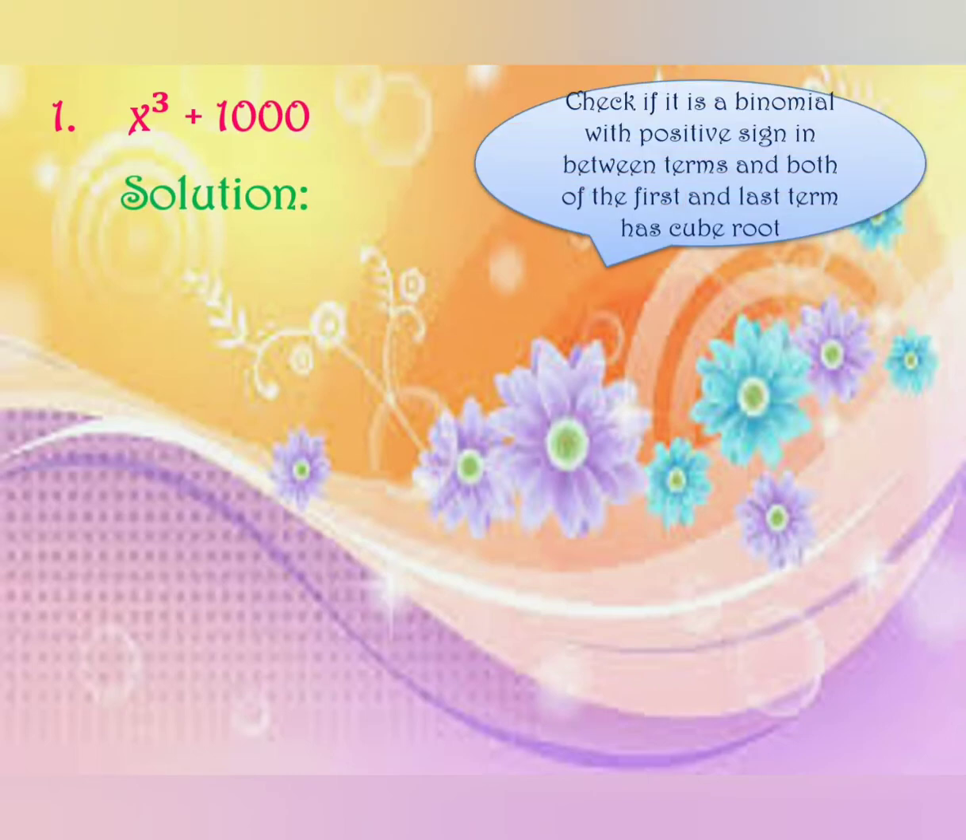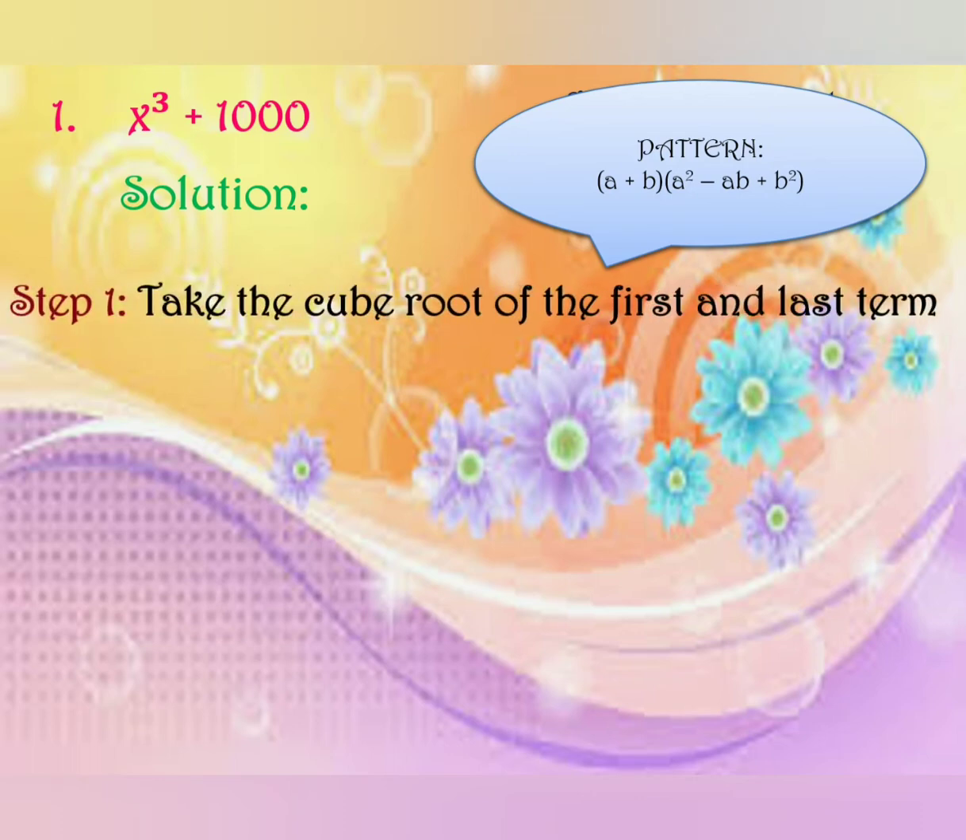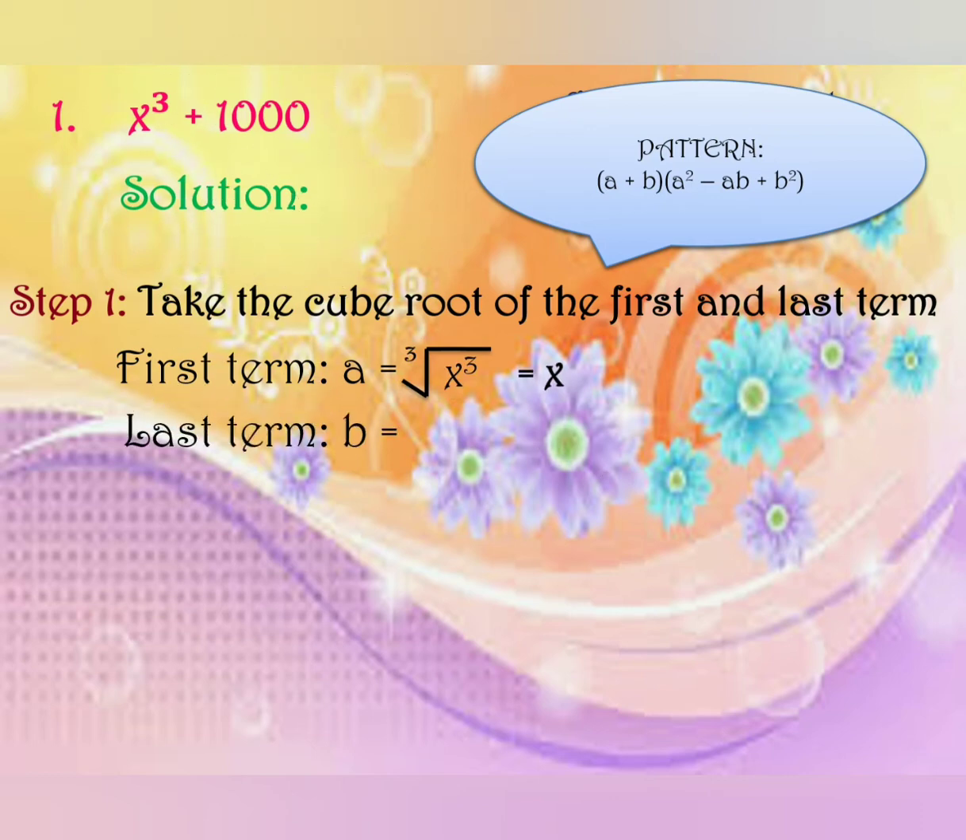Solution. Check if it is a binomial with a positive sign in between the terms and both the first and last terms have cube roots. Since our given is a sum of two cubes, we can use the pattern quantity a plus b times quantity a squared minus ab plus b squared. Step 1, take the cube root of the first and last term. Our first term is x cubed, so the cube root of x cubed is x. Our last term is 1000, so the cube root of 1000 is 10.